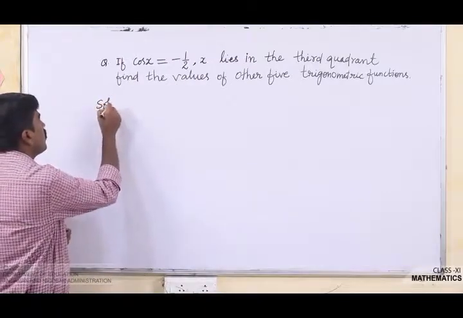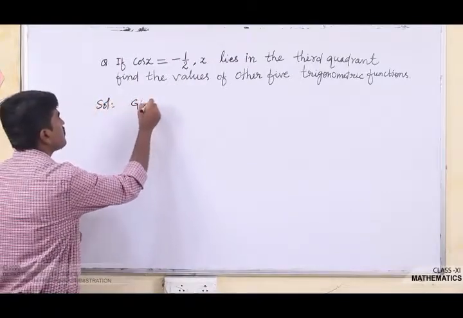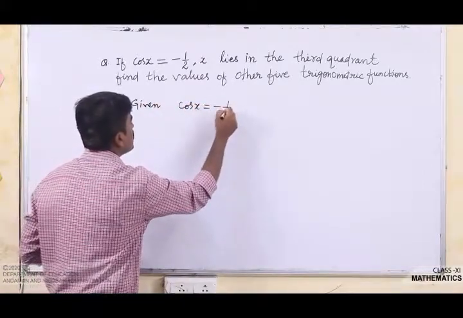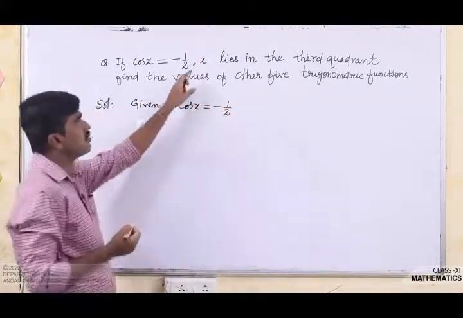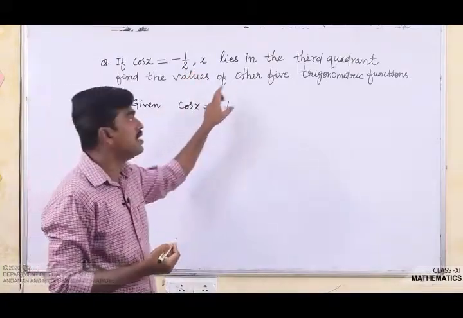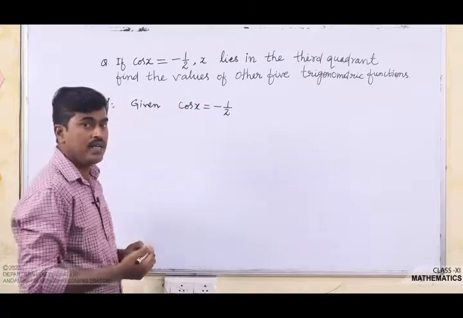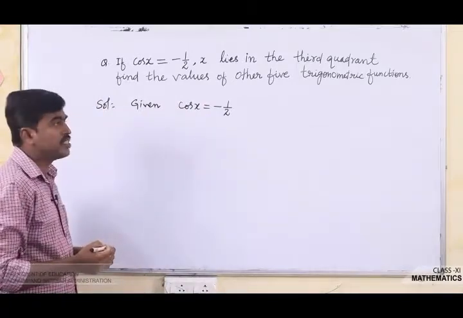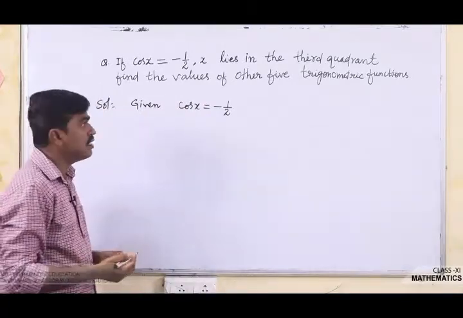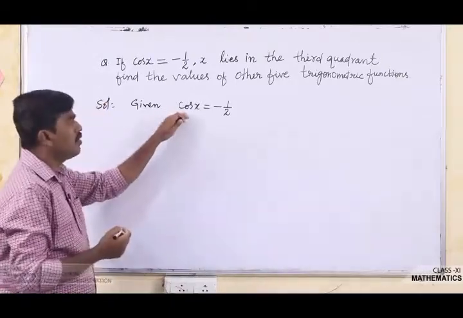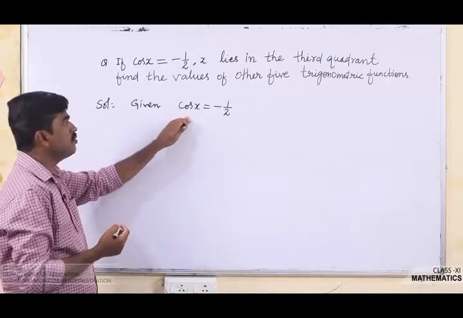So, what is given? Cos x is equal to minus 1 by 2 and it is also given that the angle x lies in the third quadrant. That means x is greater than pi and less than 3 pi by 2. x is greater than 180 degrees and less than 270 degrees. So, we have cos x equal to minus 1 by 2.